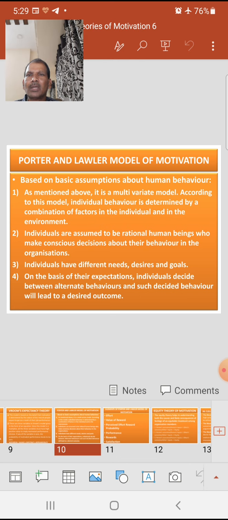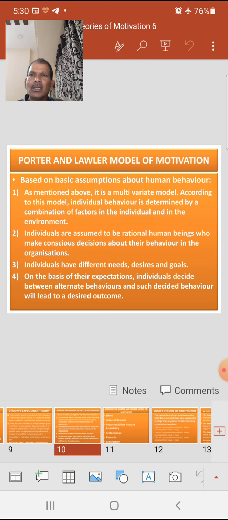Lyman Porter and Edward Lawler came up with a comprehensive theory of motivation, combining the various aspects that we have so far been discussing and using two additional variables in their model. Though built in large part on Vroom's expectancy model, the Porter and Lawler model is a more complete model of motivation. This model has been practically applied also in their study of managers. This is a multivariate model, which explains the relationship that exists between job attitudes and job performance.